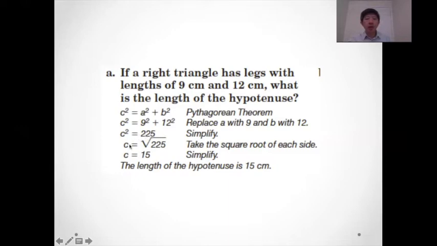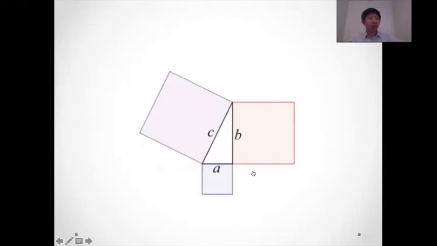And then we take the square root of both sides. So the square root of 225, and then we simplify this, and c is 15. So the length of the hypotenuse is 15 centimeters, all right?